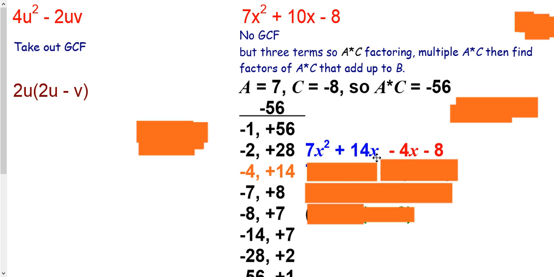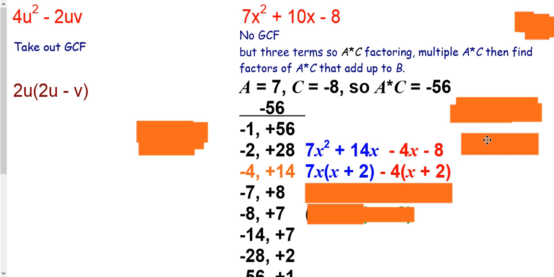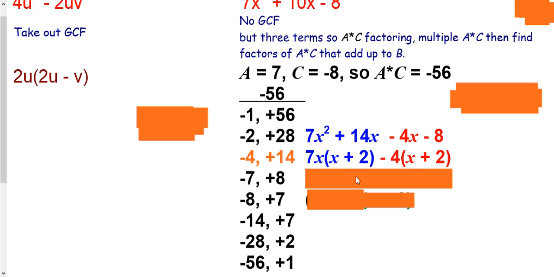So now we need to look at the highlighted blue. What can we take out of the blue? Well, they both have a 7, they both have an x. We pull that out, and then we look at what's left in the parentheses. And in this case, it's an x plus 2. Then we look at what we can pull out of the red. We could pull out a negative 4. So I'm going to put a subtract 4 in front. Negative 4 times what gives me this up here, and that's an x plus 2. You know you're on the right track if both parentheses end up being the same.